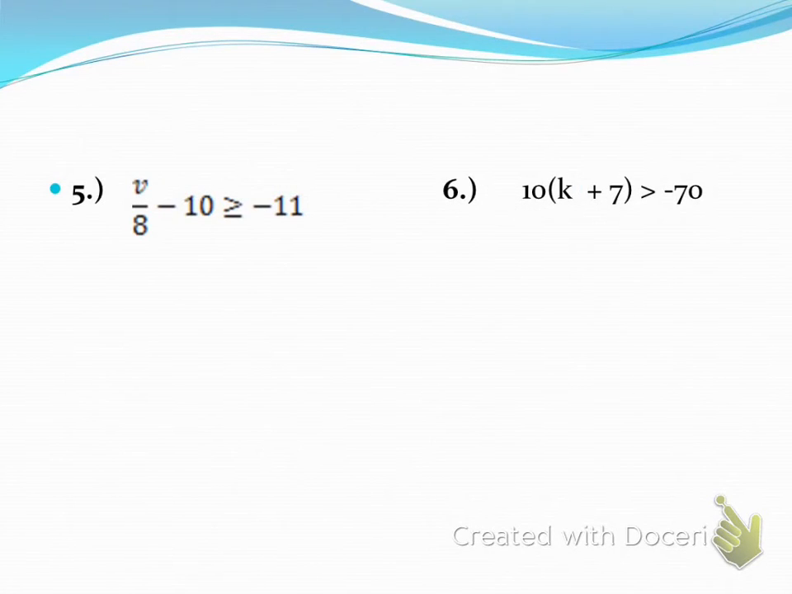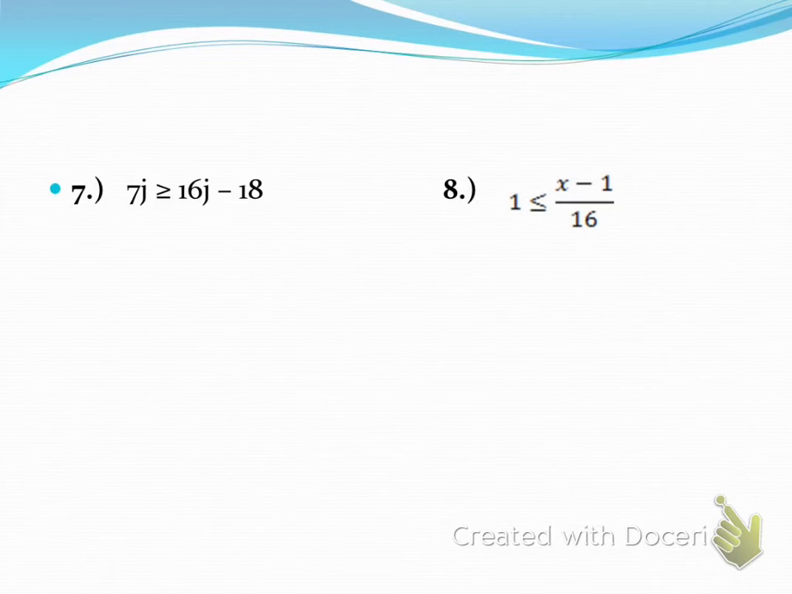Number 5, Keon. V is greater than or equal to... Anybody get something slightly different? Negative 8. That 8 should be negative. V is greater than or equal to negative 8. That's what our inequality should have been. Our graph should have matched it.